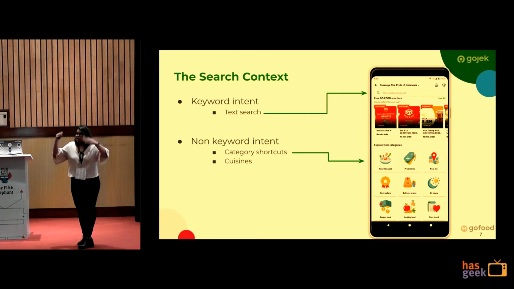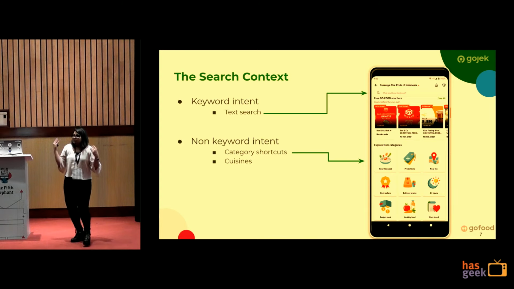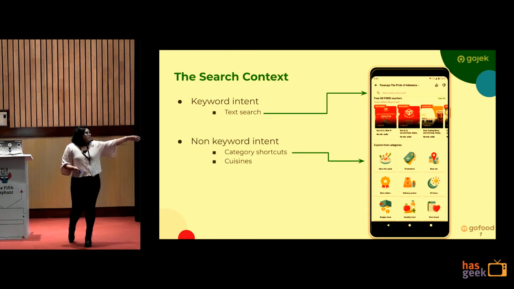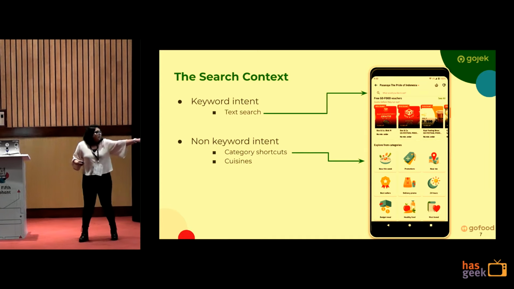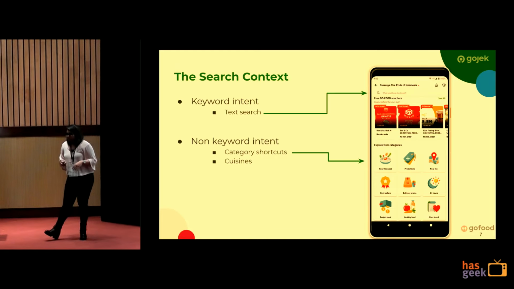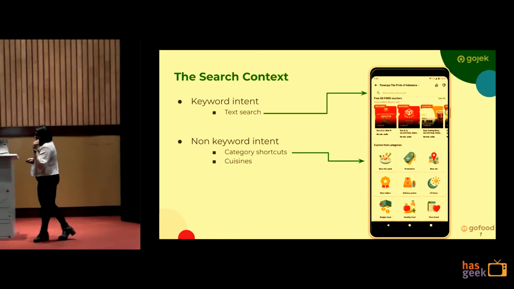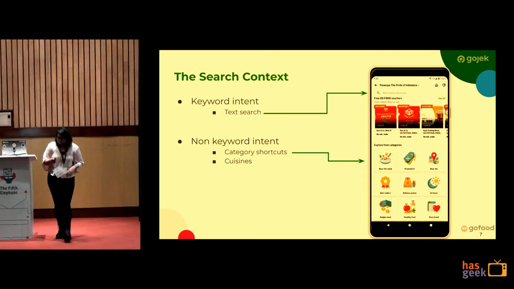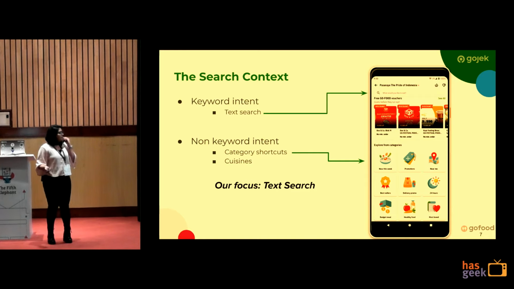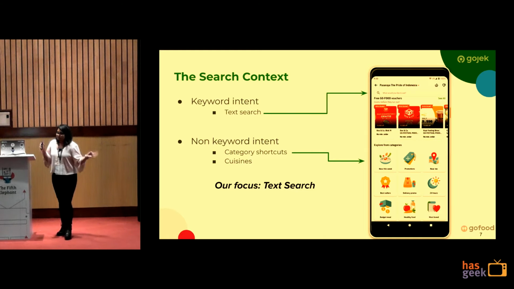These are merchant lists, which can be a list of merchants which are open 24 hours, or, you can't really see clearly on the screen, but we have new this week, promotions, near me, etc. These are lists that can be personalized or non-personalized. Our focus for this talk is going to be around text search.